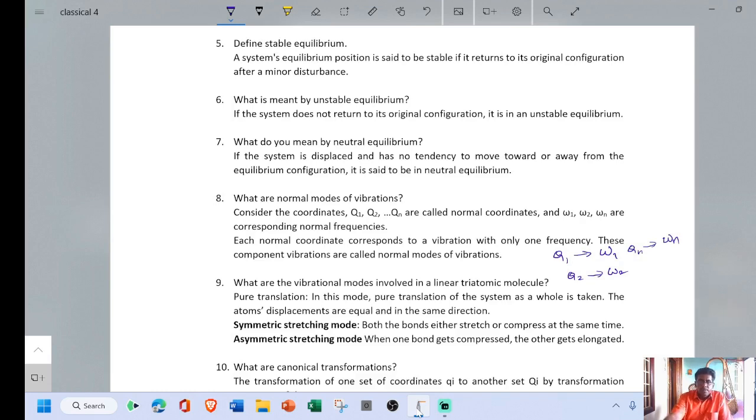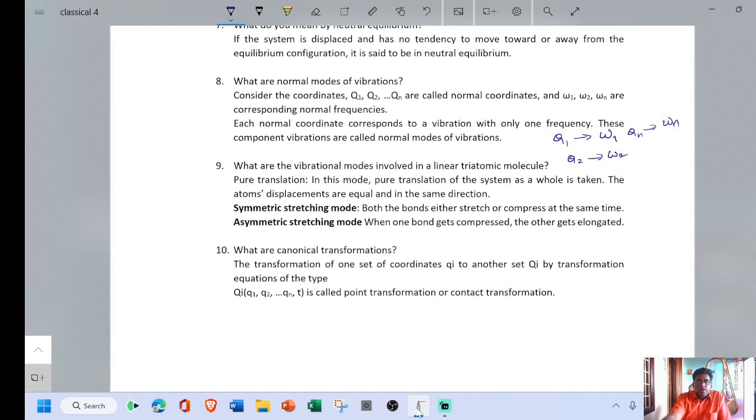Now go to the ninth question. What are the vibrational modes involved in a linear triatomic molecule? Carbon dioxide is a linear triatomic molecule. Center atom is carbon. Two oxygen atoms are present on either side at equal distances.